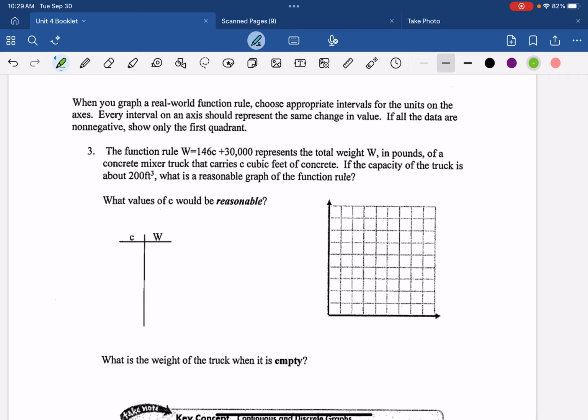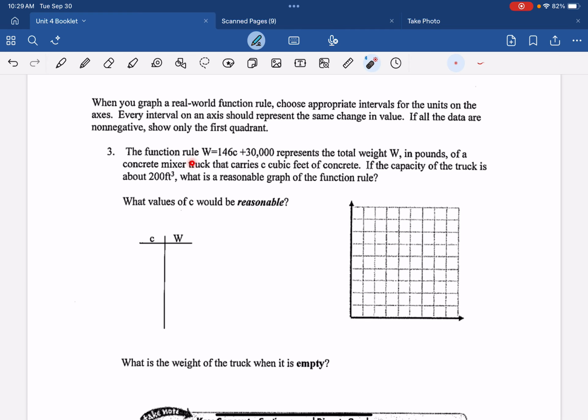Okay, so here we have our problem. It says a function rule W represents the total weight W in pounds of a concrete mixer truck that carries C cubic feet of concrete. If the capacity of the truck is about 200 feet cubed, what is a reasonable graph of the function rule?